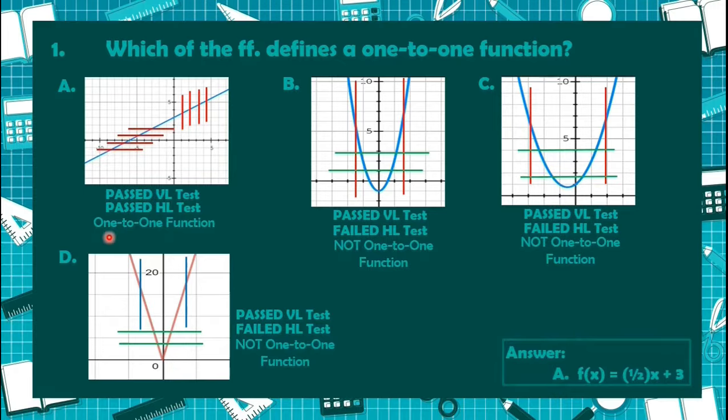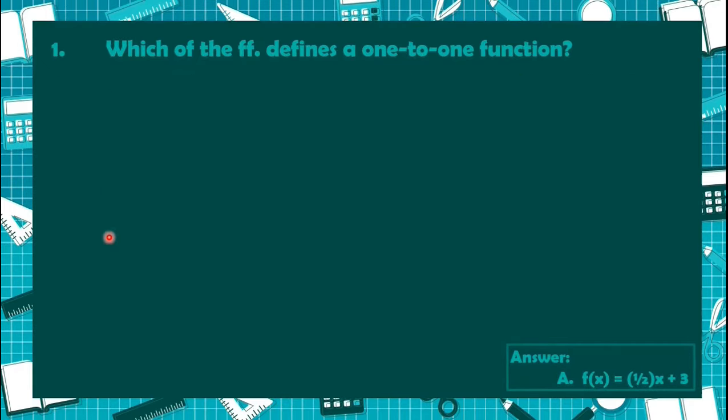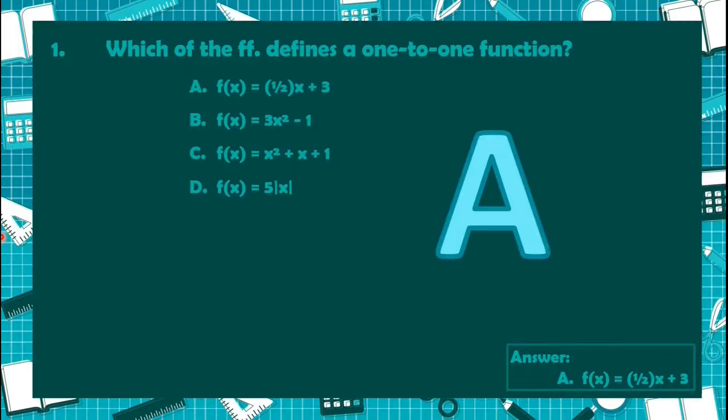And for our answer, letter A, f of x equals 1/2 x plus 3, because it is the only function that is a one-to-one function. And for this item, our final answer is letter A.